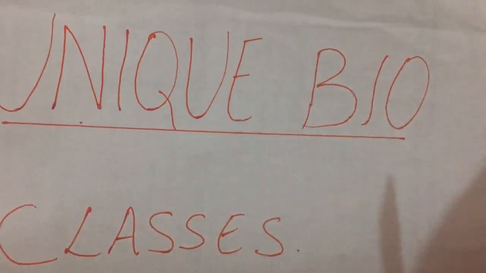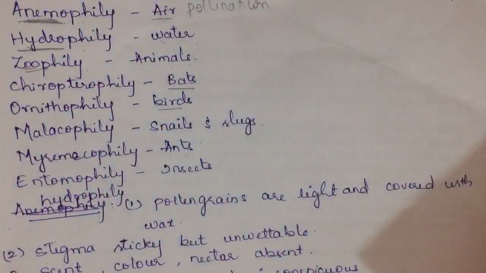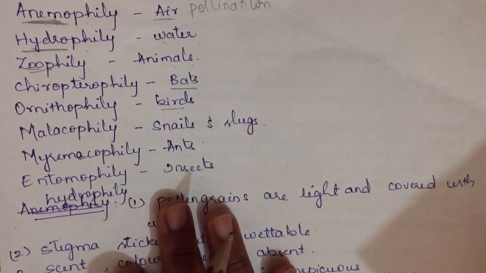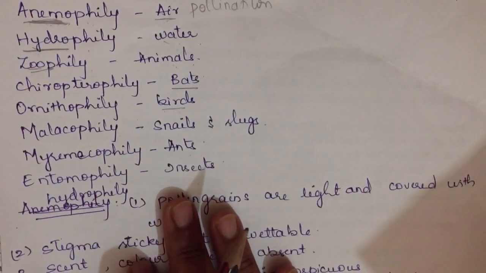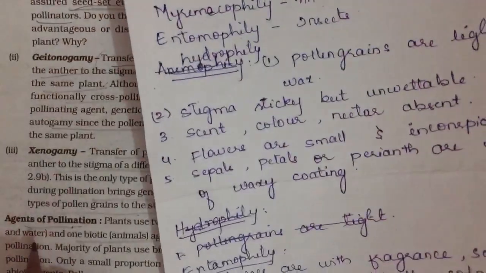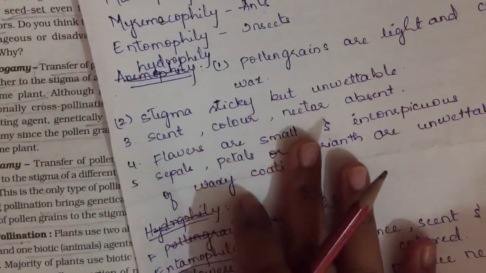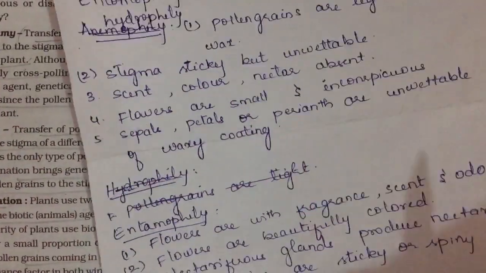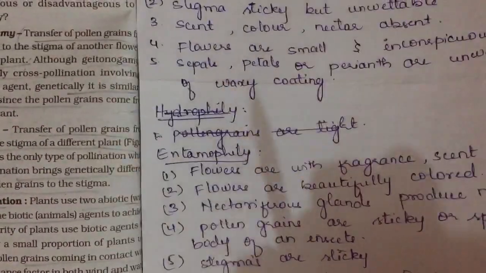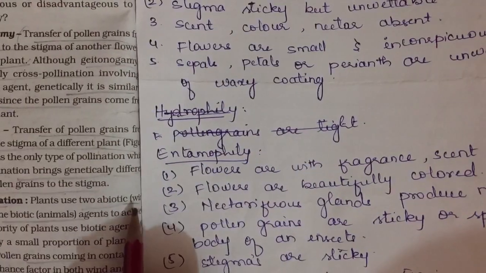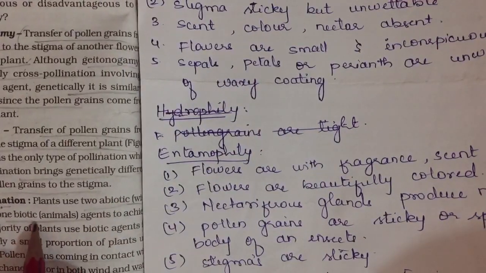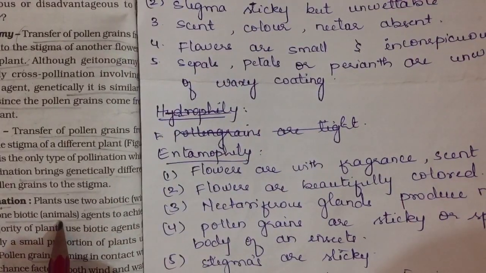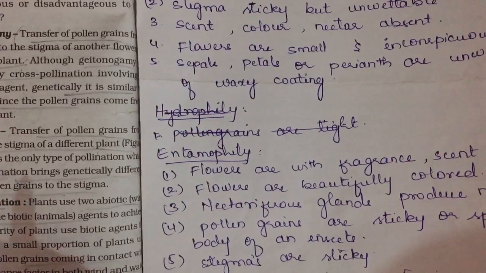Okay, so we shall start today's class. In my previous video we were talking about pollination and we stopped at the agents of pollination. In agents of pollination we said there are two different types of agents. One is abiotic, another one is biotic, right? In abiotic we have wind and water. Another one, biotic, is animals, right? So we shall proceed further.